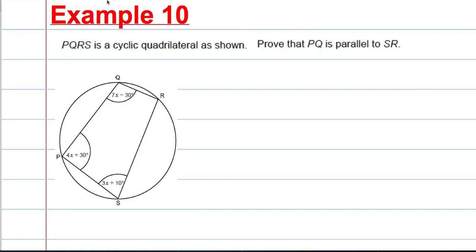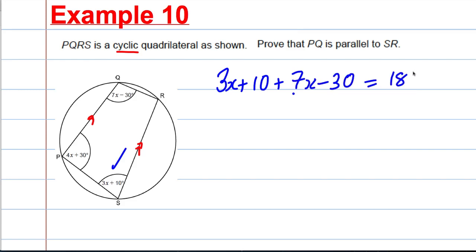And the last question now, example 10, PQRS is a cyclic quadrilateral. Prove that PQ is parallel to SR. PQ, this one is parallel to SR, even though it doesn't look like they are. Because it's cyclic, opposites add to 180. What opposites do we have? Well, we don't know this one, but we know these two add to 180. Let's write some algebra. 3x plus 10, add 7x, subtract 30, must add to 180.